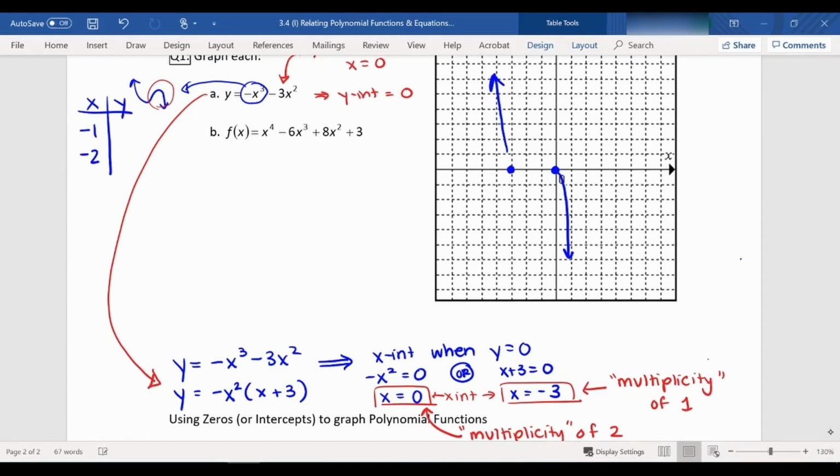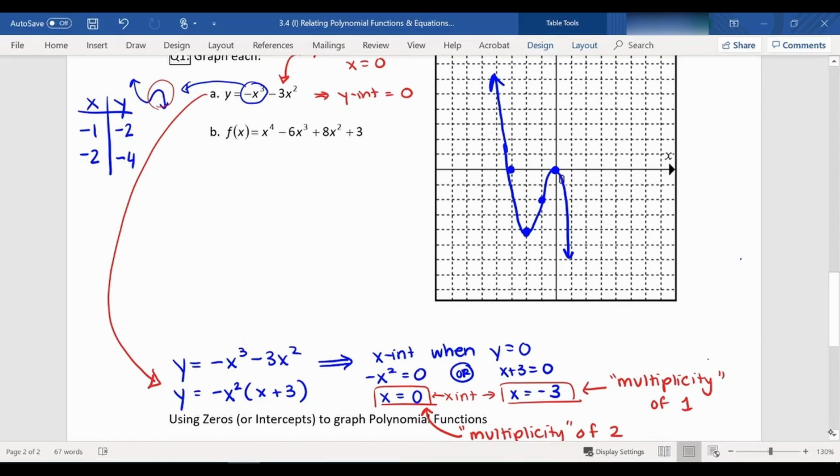And if I plug those into y, when x is -1, what do I get? I get -1 cubed, which is -1, times -1 is 1, minus 3. I get -2. Right, so that tells me some information there. And if I plug -2 in, I get 8 minus 12, I get -4. Okay. And there we go, we have a graph.